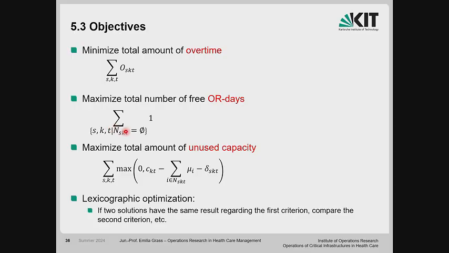And also minimize the total amount of unused capacity. This is taking the maximum of, if this would be negative, that means the expected duration plus the unused time, so the slack time, would be larger than the capacity, you would have a minus here. Otherwise, if you have a positive value, that means you have unused capacity C left, and we would like to maximize that. And why do you think this is useful? Why could having unused capacity be beneficial?